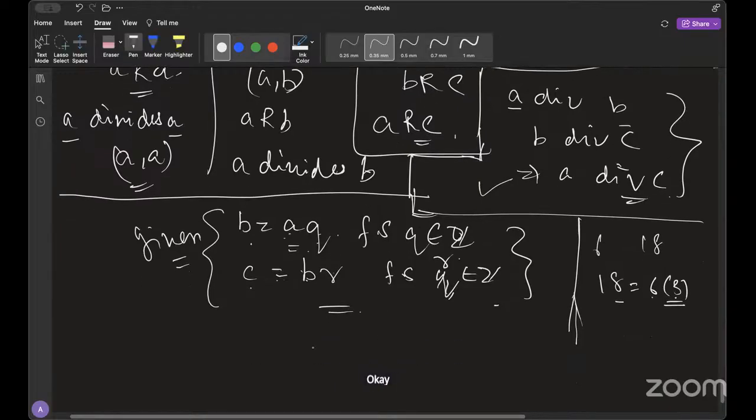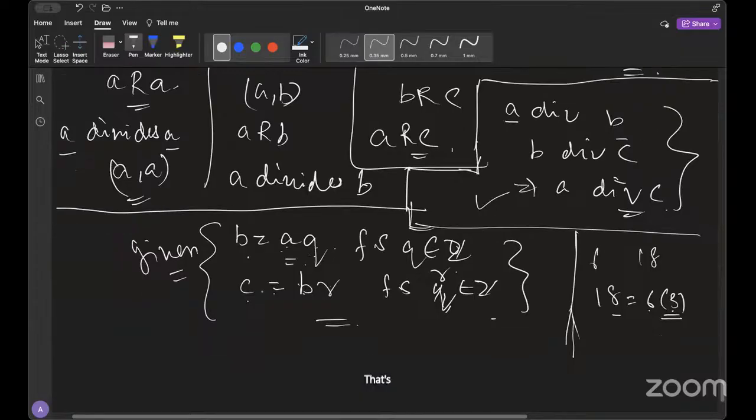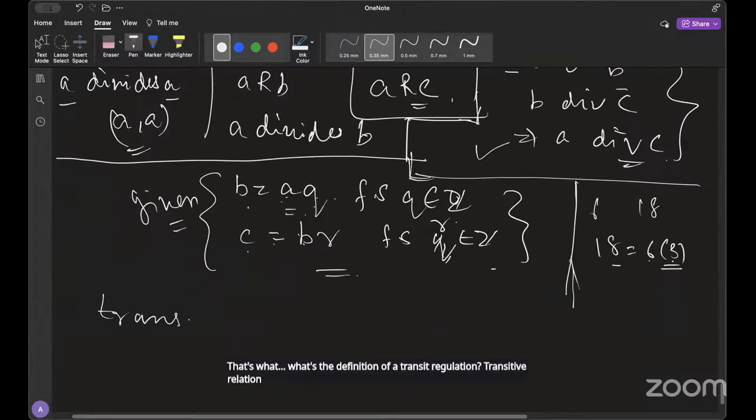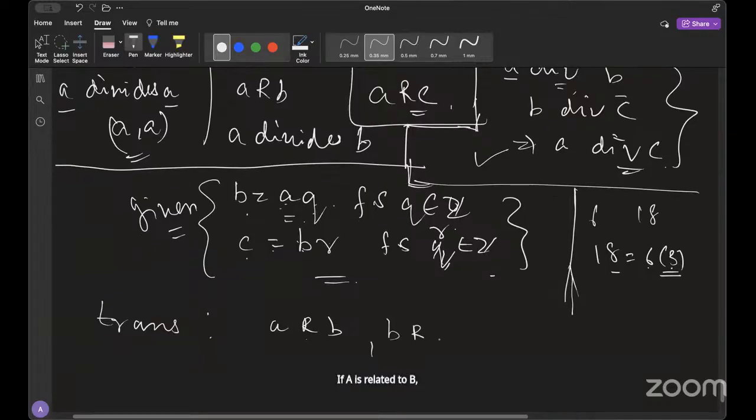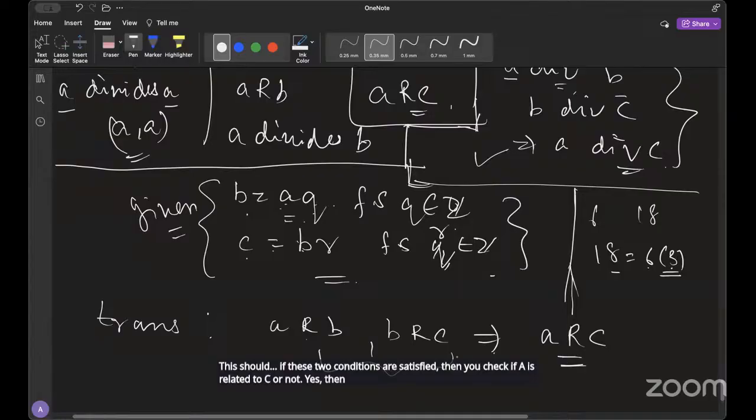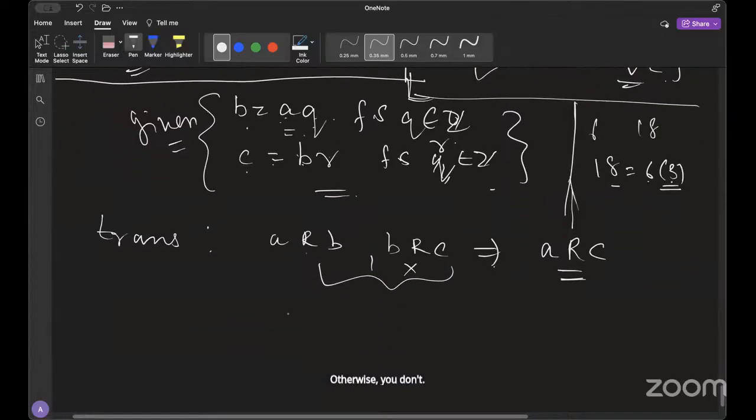My question is, suppose A divides B and B divides C, then only we check whether A divides C. If only A divides B and not B divides C, then we don't check. Yes, that's the definition of a transitive relation. A transitive relation is: if A is related to B and B is related to C, where the relation here is divides, right? If these two conditions are satisfied, then you check whether A is related to C or not. Then only you have to check. Otherwise, you don't. Okay.